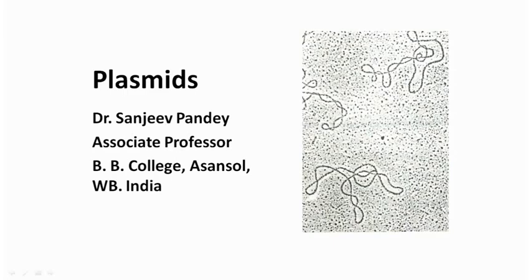Plasmids. Plasmids are extra chromosomal genetic materials present in many bacteria. They are physically separated from the bacterial chromosome and they can replicate independently. They have been used as a vector, as a cloning vector by molecular biologists in recent times. And they're very fascinating molecules.